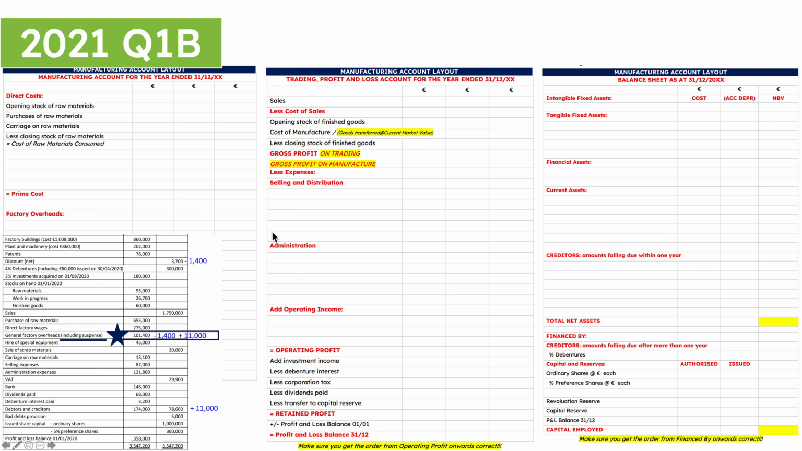If I put it in here, my discount received is going to reduce by 1,400. My general factory overheads are going to go in over here. 101,400 minus 14 plus 11. And then the debtors and creditors, we're going to add the 11 here. Now you'll see here, I've put my figures out on here. Keep your figures within the three columns like you've seen here, but I just wanted to make it bigger, but you'd squeeze them figures in there.